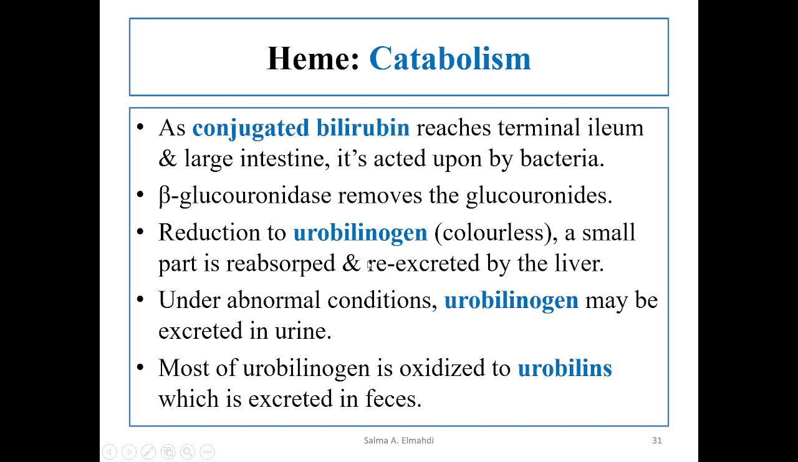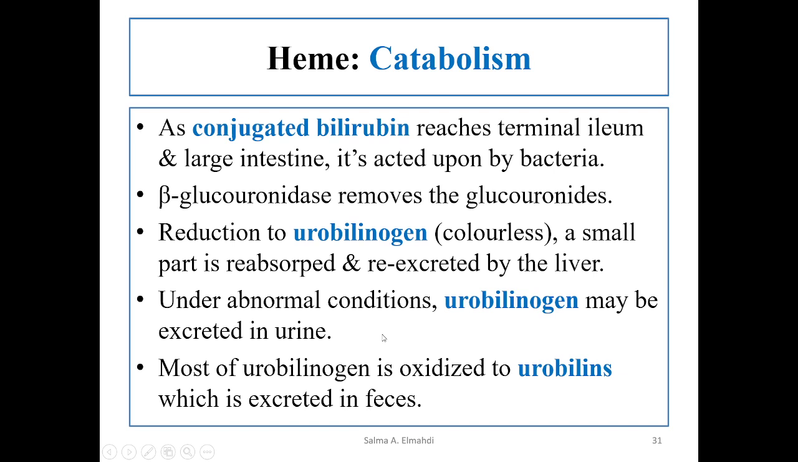A small part of this urobilinogen will be reabsorbed again from the cavity of the intestine back to the blood, similar to the enterohepatic circulation that we have discussed when we talked about bile acids. So this urobilinogen in the blood can find its way to the urine, and it will be excreted in urine as urobilinogen. However, most of the urobilinogen will stay within the intestine. It will be oxidized to urobilins, which will be excreted in feces.